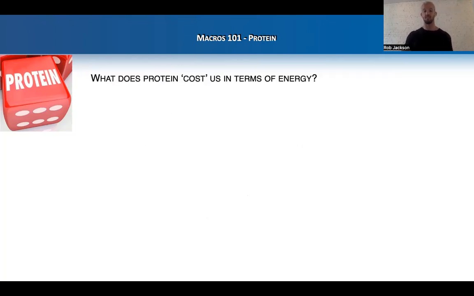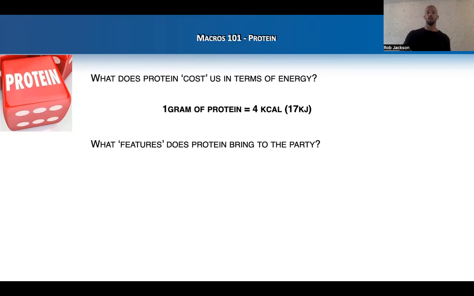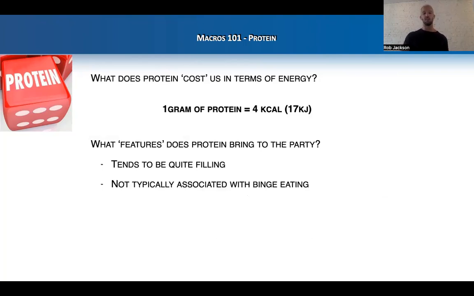What does protein cost us in terms of energy? Well, 1 gram of protein provides 4 calories. I prefer calories, it's a smaller number, 17 kilojoules for those who like kilojoules. And then in terms of the features that protein brings, well, it tends to be quite filling. So when we eat protein, we tend to get a sense of, the word is satiety. Okay, it's not typically associated with binge eating.